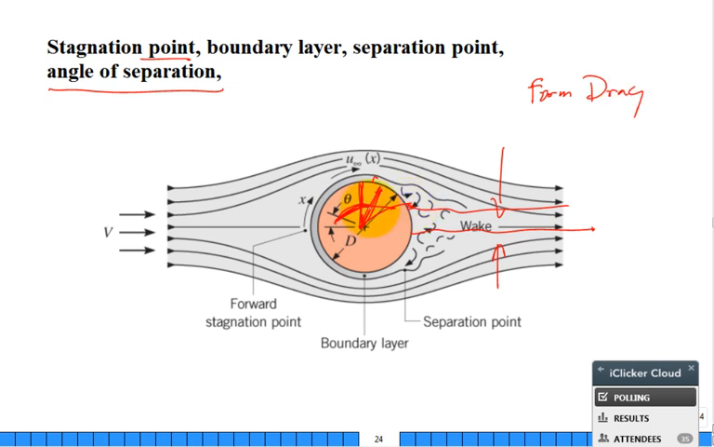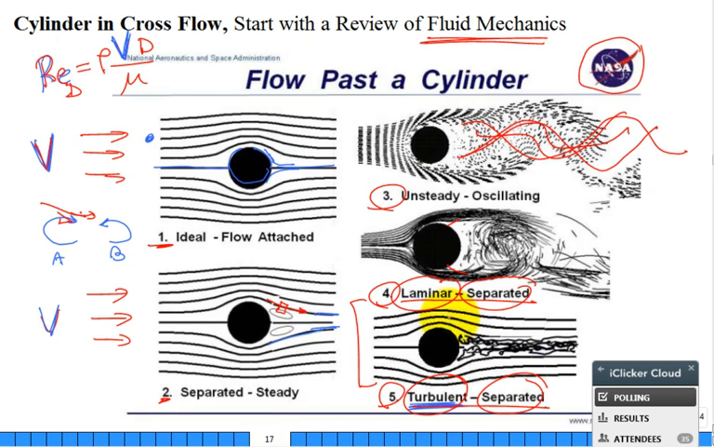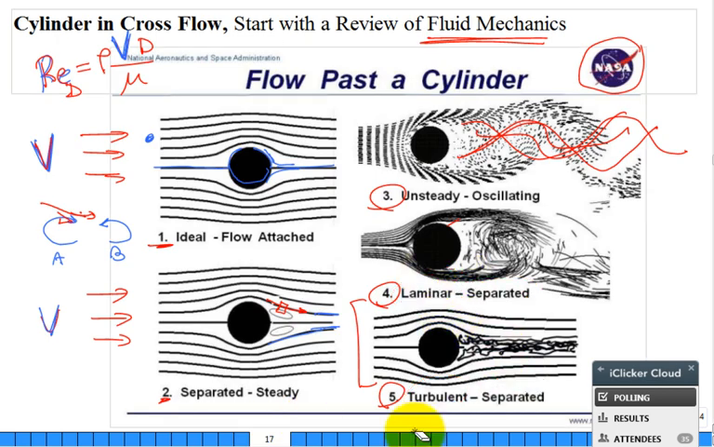Why does the angle, when I increase the velocity, why does this angle of separation change and increase? Well, we go all the way back to that NASA illustration right here, and it hinges on this word right in the beginning, laminar versus turbulent. What's laminar in case 4 and what's turbulent in case 5?